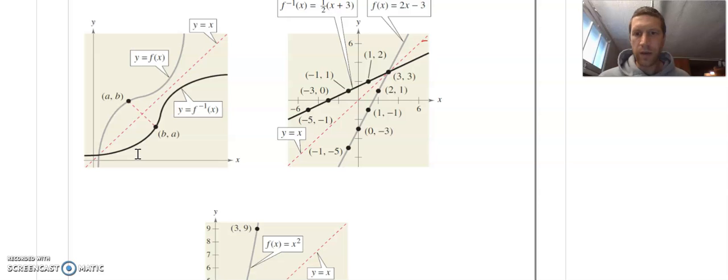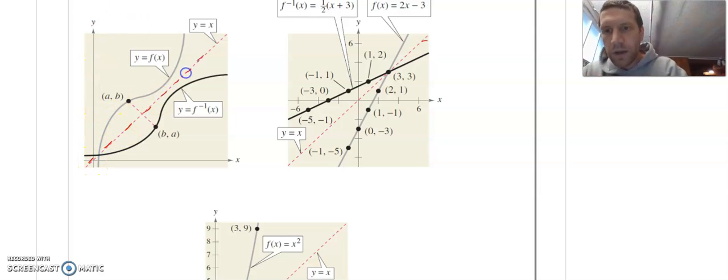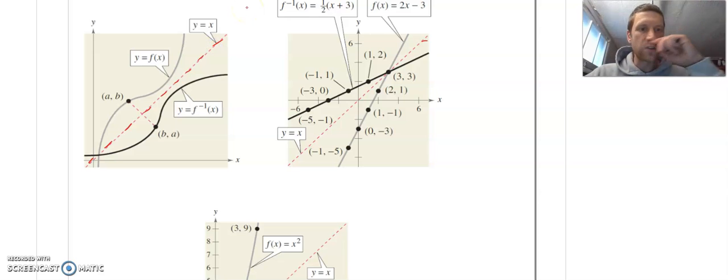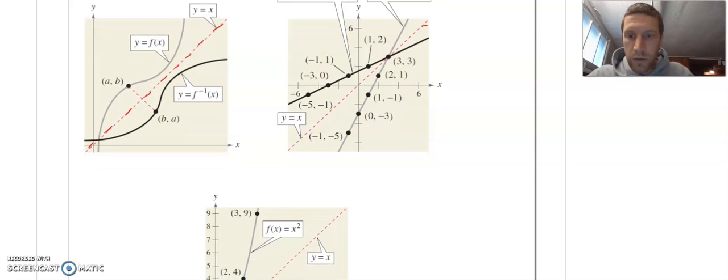So anytime you have two inverses of each other, or a function and its inverse, this diagonal line that's cutting through the first quadrant here is the line y equals x. Okay, so we can see that these functions, when they're inverses, are going to reflect each other over that line. So you can visually prove that functions are inverses if they are reflected over that line y equals x. So there's two examples.